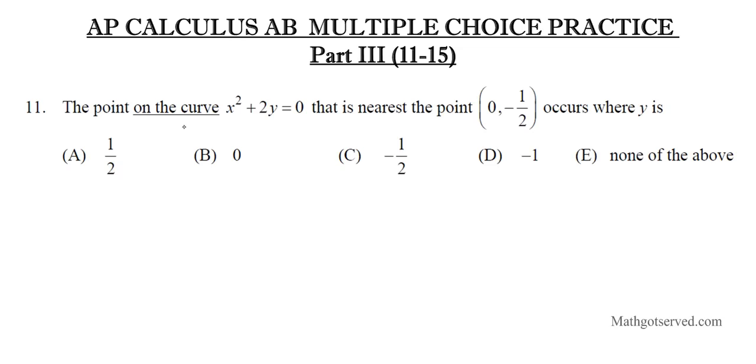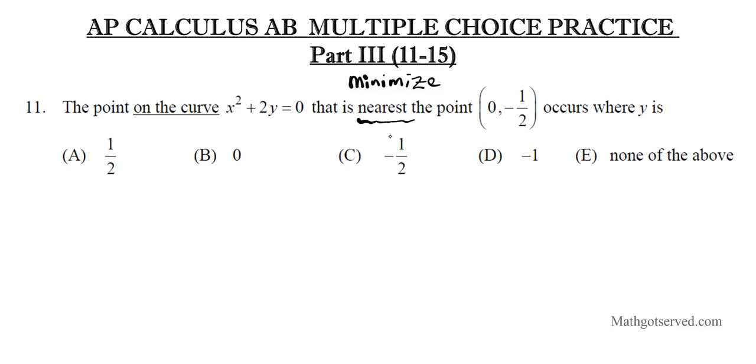It says the point on the curve x squared plus 2y equals 0 that is nearest to the point (0, negative 1/2) occurs where y is. So what we're looking for here is, we're minimizing the distance. When you see the word nearest, you're minimizing the distance. Because you can always compute the distance from any point on this graph to the point (0, negative 1/2). All right, so this is an optimization problem.